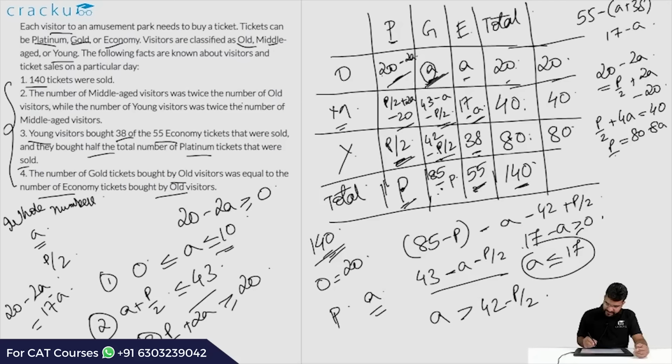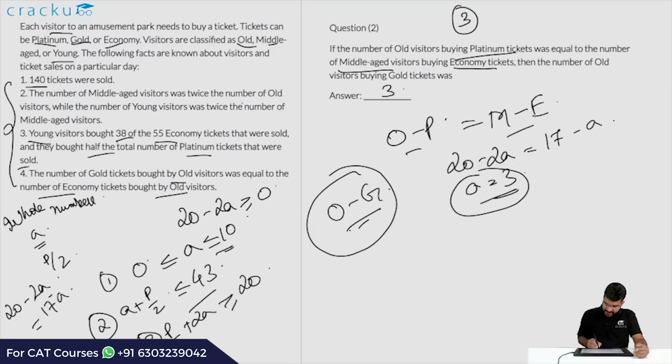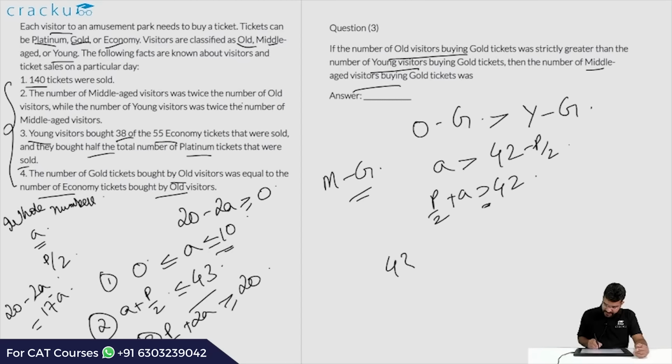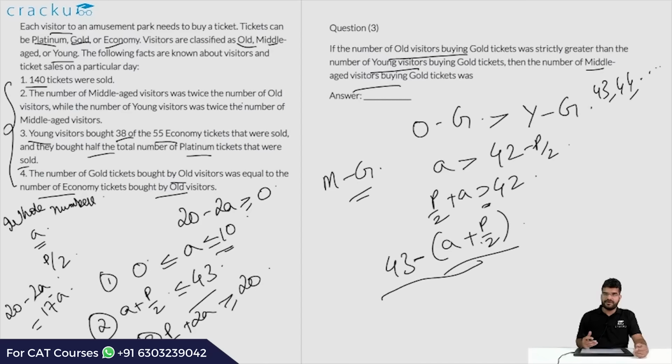Now we are required to find out the middle-aged people buying gold tickets, which is 43 minus A minus P by 2. So we are required to find out the value of 43 minus (A plus P by 2), basically. Now we know that A plus P by 2 is greater than 42. We also know that 43 minus (A plus P by 2) cannot be negative. So A plus P by 2 could be 43 or 44 or 45 or so on. It will be an integer greater than 42. But we also know that it has to be less than or equal to 43.